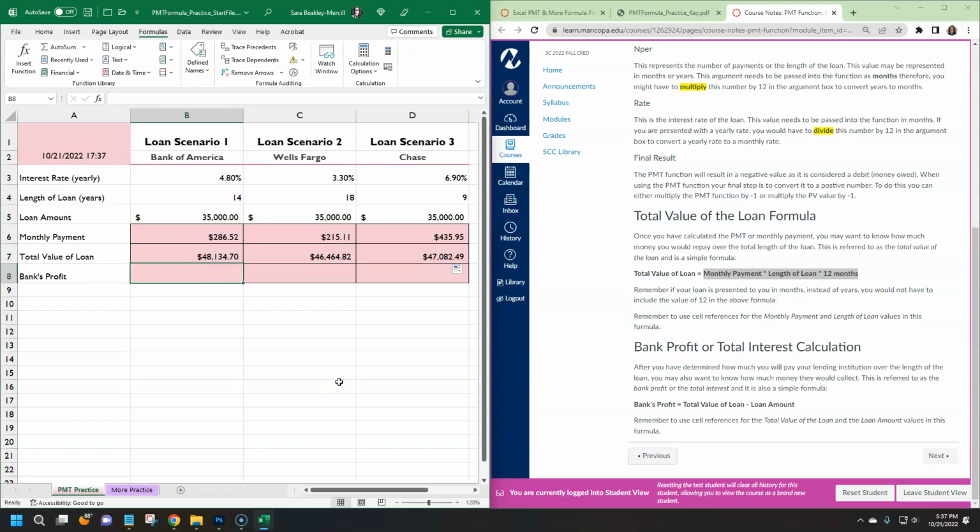All right. The last one is the bank profit. That's how much money did the bank make. If I borrowed 35 grand, I paid back 48. What's the difference between the two?